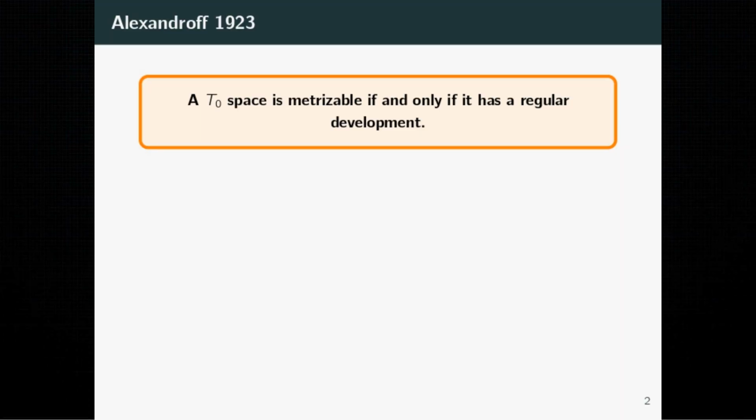Good evening, everyone. Today we have an interesting topic which is called A Brief History of Metrization Theory. So we will start with Alexandroff. In 1923, he stated that a space that is T0 is metrizable if and only if it has a regular development. So what is a T0 space?